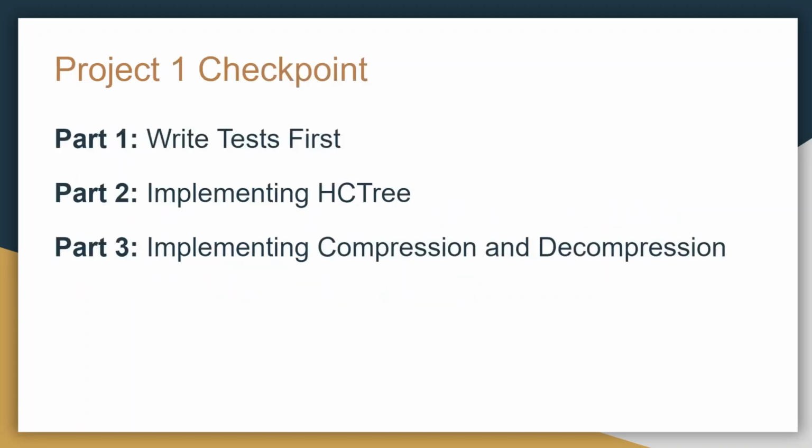So for Project 1 Checkpoint, there are 3 parts. Part 1 is writing tests first. Part 2 is implementing the Huffman encoding tree. And Part 3 is implementing compression and decompression.